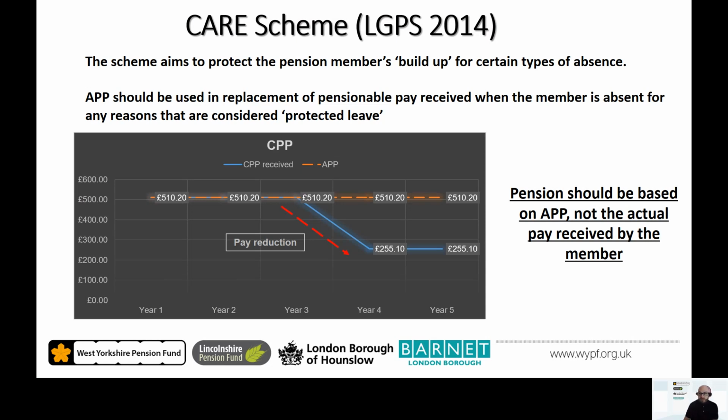This is where the protection comes into play, and as an employer, you should be looking at APP, as this is what the pension should be based on. The APP amount is also the pay the employer contributions are based on. So in scenarios like this, you would report the APP figure in replacement of the reduced pay received, effectively ignoring the £255.10 and using the figure of £510.20, which I have highlighted to show the figure that would be used as the APP figure and should be reported to us.